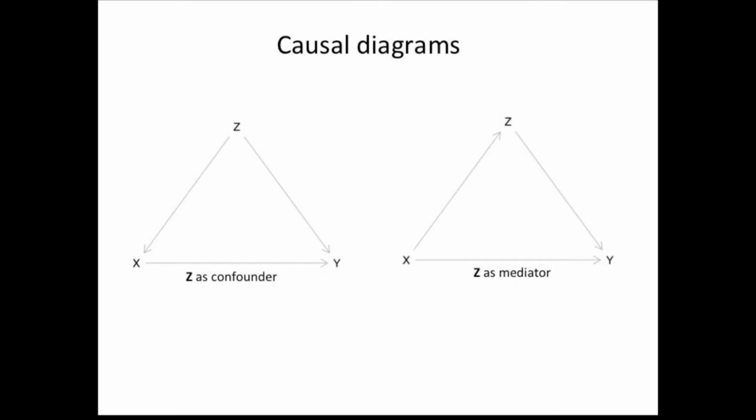So here in this left panel, let's say X is our treatment, Y is our outcome. We think that there's a variable called Z out there, which is causing people to get different levels of treatment, also causing people to get different levels of the outcome. So this is a situation where we have to control or condition on Z.